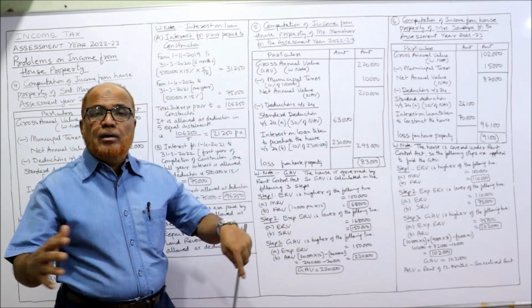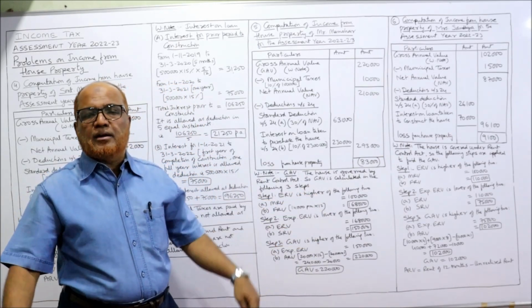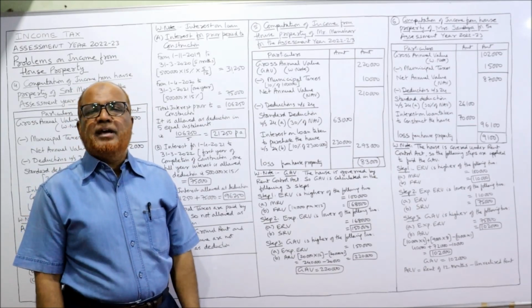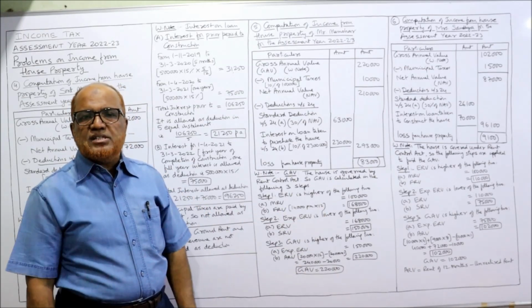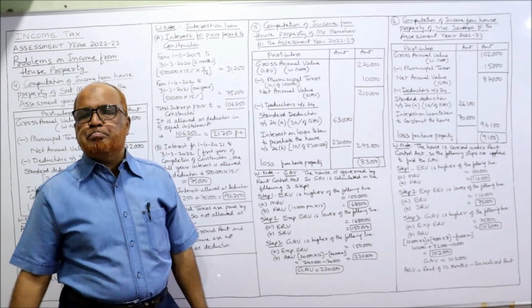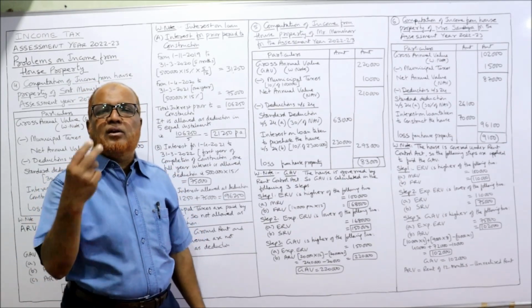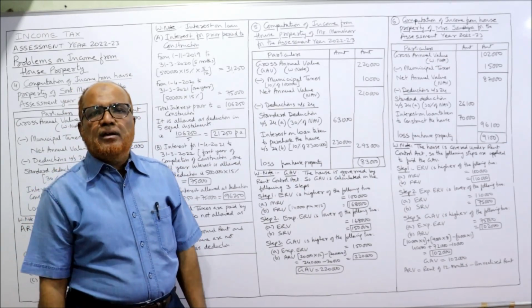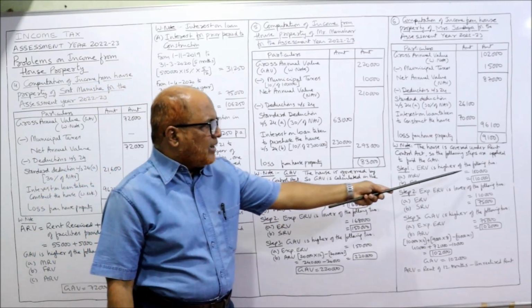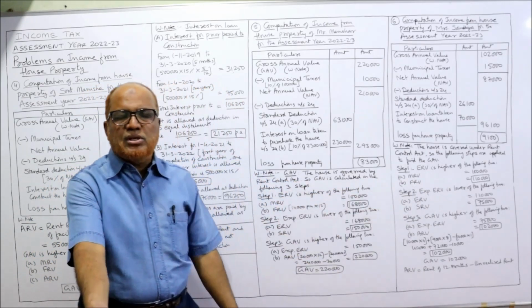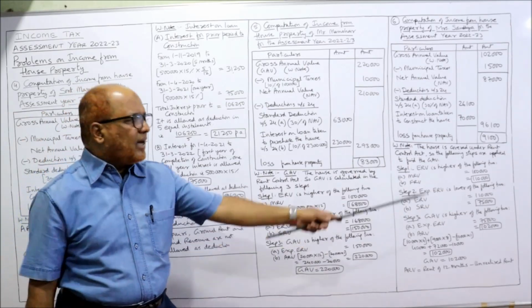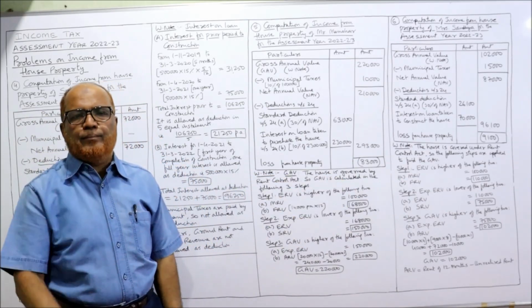The house is governed by Rent Control Act or covered by Rent Control Act. So GAV will be calculated in the following 3 steps. The first step, ERV, expected rental value, which is higher of the following 2. MRV, FRV. MRV is given 1 lakh, FRV is given 1,10,000 in the problem. Higher 1,10,000 is the ERV.